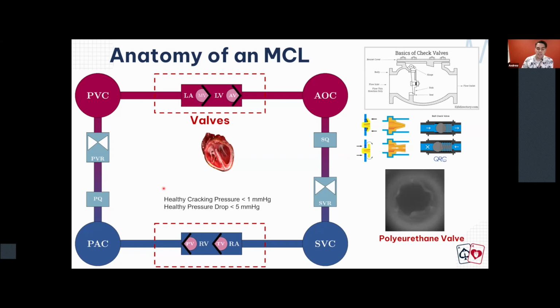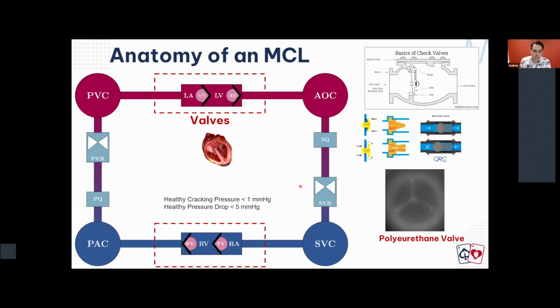The most important thing to consider when you're choosing your valves for your mock loop is cracking pressure and the healthy pressure drop. Cracking pressure is how much pressure it actually takes to build up in this chamber, imagine this pressure zero, to overcome the resistance of the flap, whatever your valve's made of, and open it up. You ideally want that cracking pressure to be less than 1 millimeter of mercury, which is what it is in the native valve. The native valve itself offers very little resistance to opening and closing.